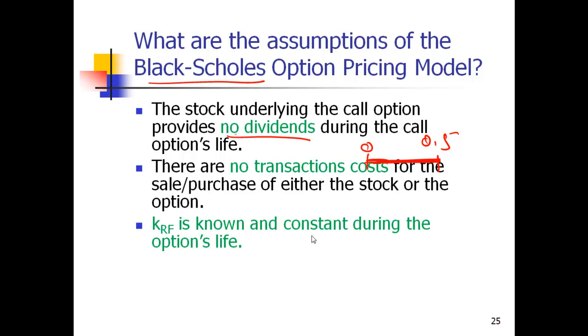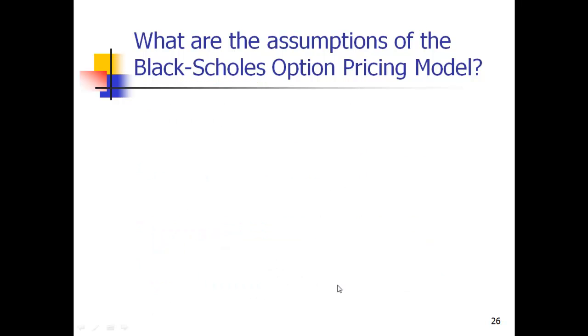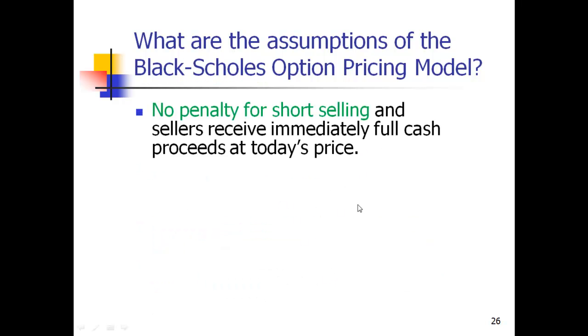The risk-free rate is known and constant during the option's life. Is this reasonable or unreasonable? This is quite reasonable because the risk-free rate doesn't change that much, and most options have a short life. In most countries, the risk-free rate obviously changes over time, but it doesn't change a whole lot in short periods of time. Security buyers may borrow any fraction of the purchase price at the short-term risk-free rate. So anybody can buy and can borrow money at the risk-free rate. Just a couple more. No penalty for short selling.